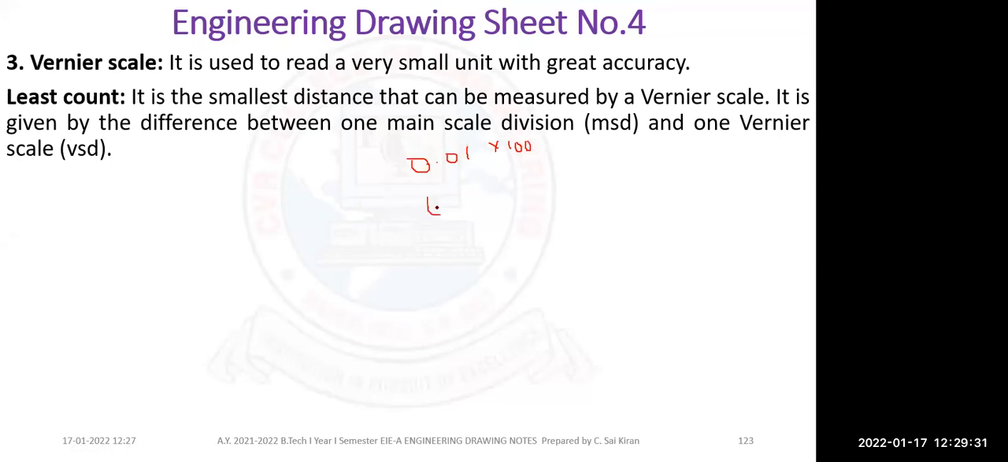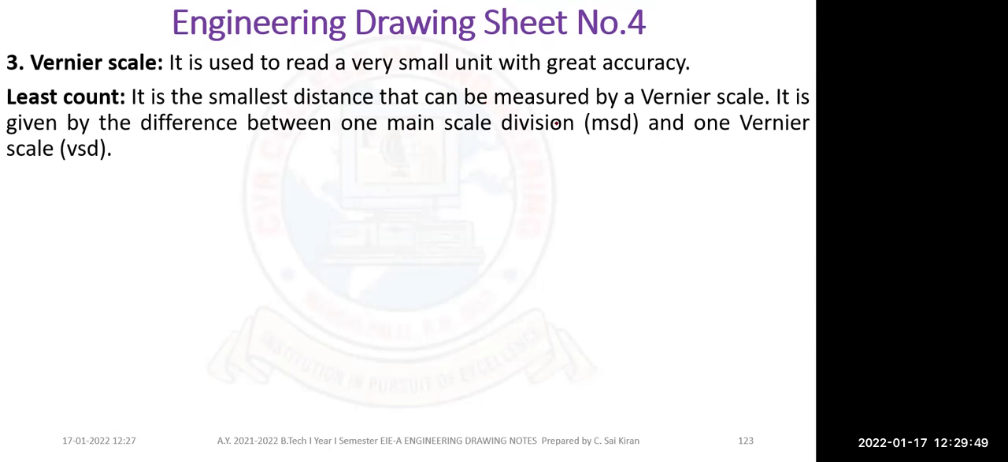Suppose there's a value of 4.56 meters. So the least you can measure is up to 0.01 meters. So it is a least count. So we can measure up to 3 units in the Vernier scale. Okay. The smallest distance can also be measured by the Vernier scale.